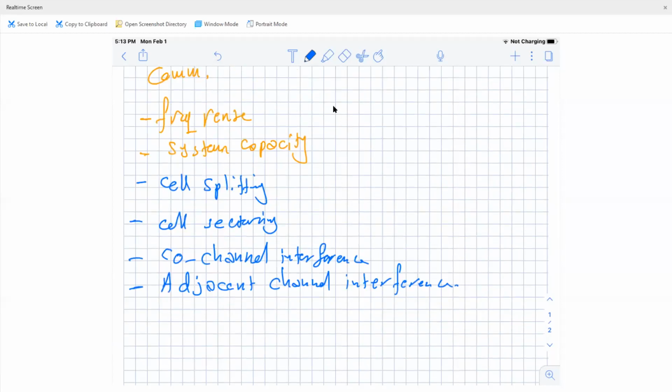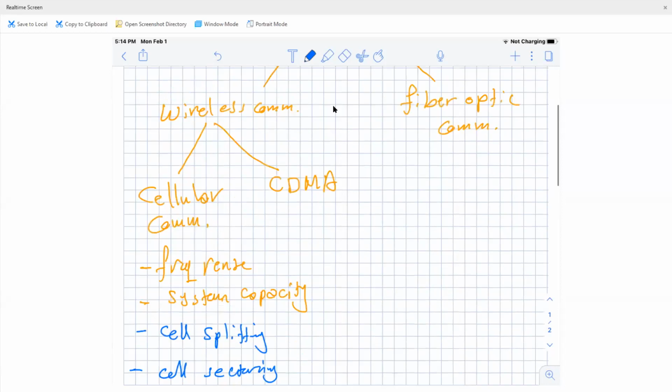Of course, to measure the capacity of the cellular communication system, we have to use the Erlang B and Erlang C formulas. Erlang B formula will be used for the blocked calls cleared system, and Erlang C will be used for the delayed calls. So we can estimate the system capacity using these two techniques. Well, this is about the cellular communication system.